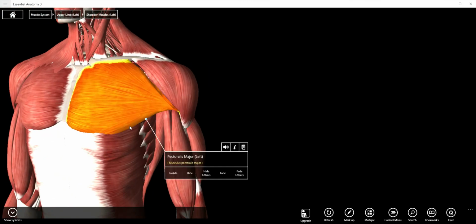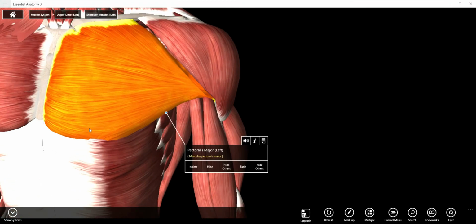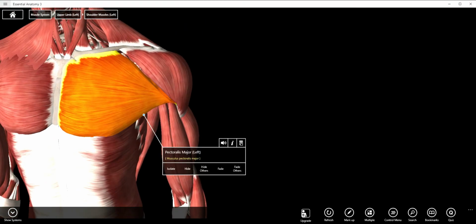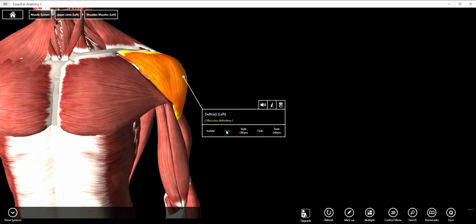But anyway, here's pec major. It has a pretty large origin. It originates on the anteromedial clavicle, sternum, and costal cartilage 1 through 6. And it inserts on the intertubercular groove, just like latissimus dorsi. And it does internal rotation like latissimus dorsi.